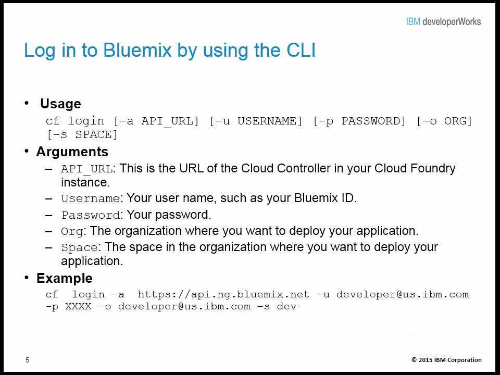The login command in the CF CLI version 6 has expanded functionality. In addition to your username and password, you can provide a target API endpoint, organization, and space. If not specified on the command line, the CF CLI prompts for them.